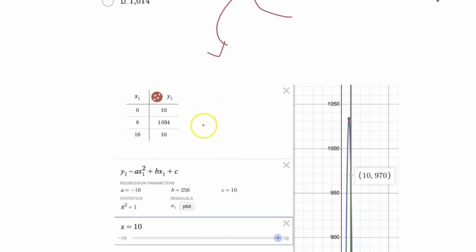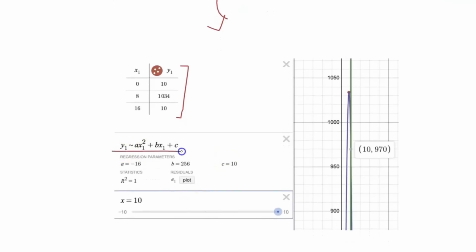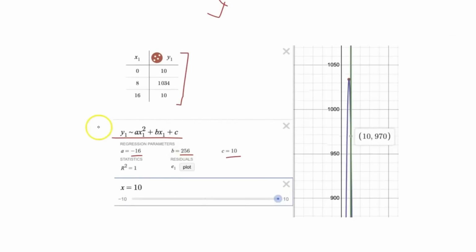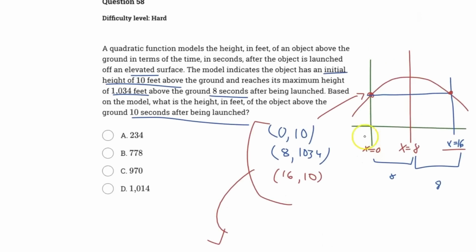As you can see here, just a table with the points, and we put in our regression, and it gives us our graph, right? It gives us the a, b, and c values. But the question is asking, what is the height in feet of the object above the ground 10 seconds after being launched? So since we already have the function that represents the problem, all we have to find is the value of the, what is this?